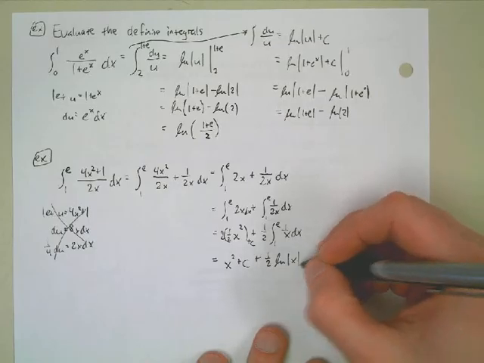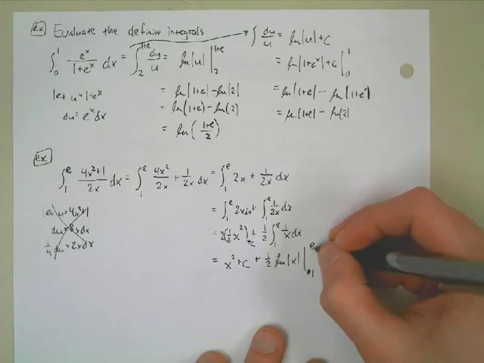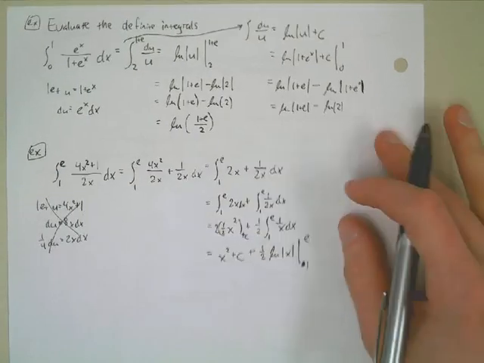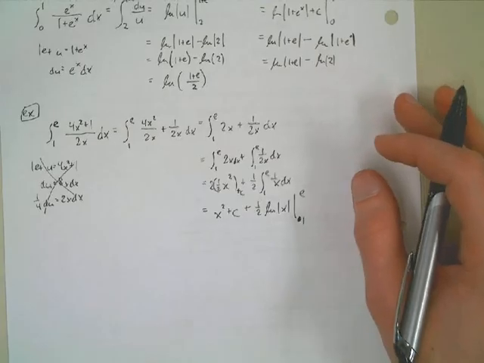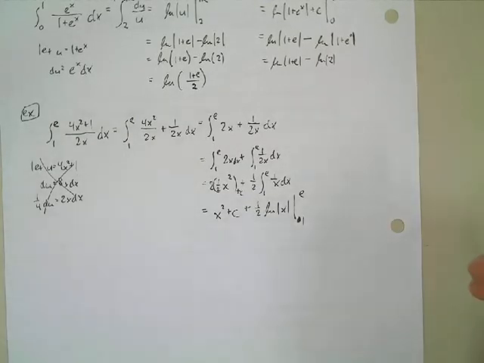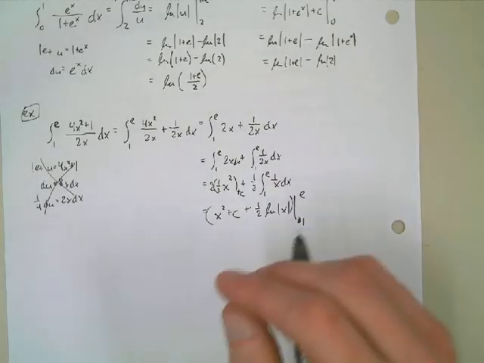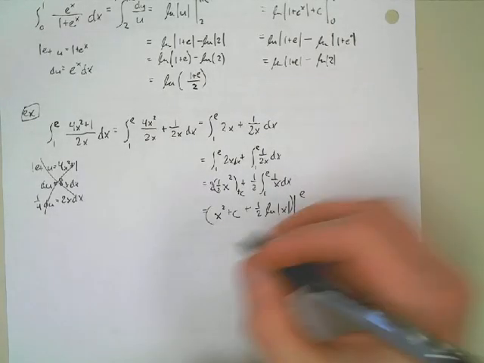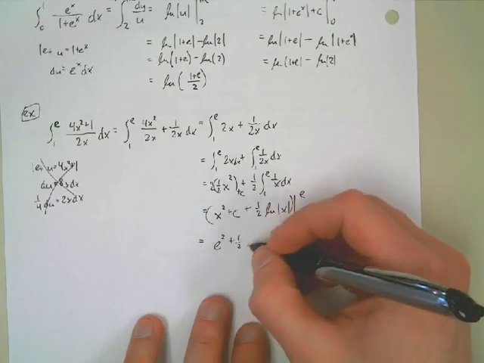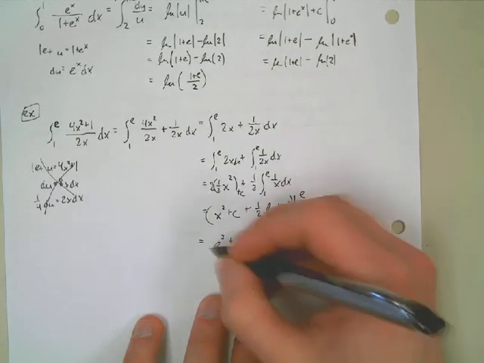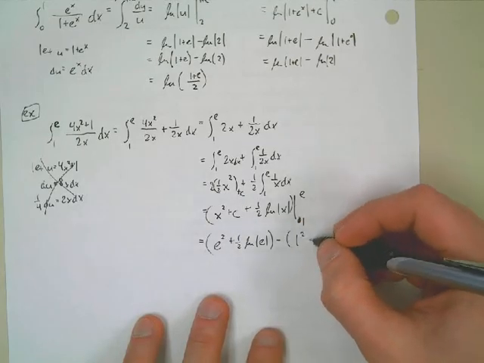Then we can finally evaluate the whole thing from 1 to e, because they both have the same limits of integration. One c is sufficient because it's all one thing, all being evaluated from 1 to e. That's what we plug in, right? So it's e squared plus 1/2 ln of e, that quantity minus 1 squared plus ln of 1.